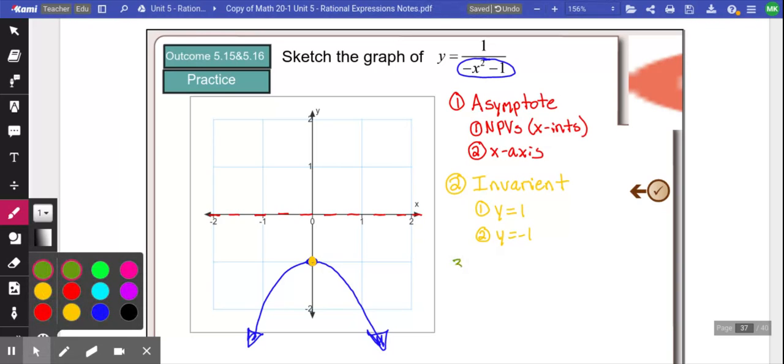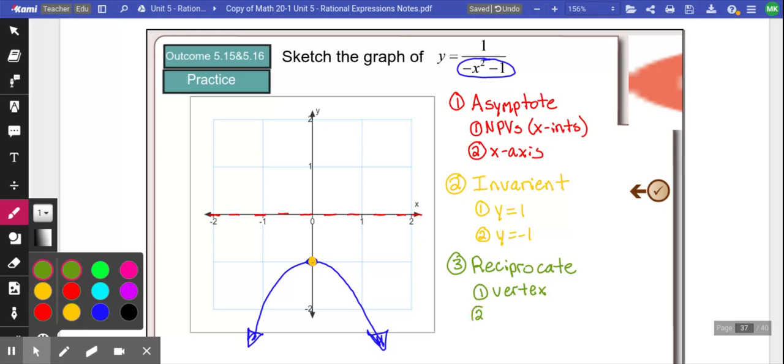The third step is to reciprocate. This is a hard one to reciprocate. The reason it's hard is because we only have one point right now. We only have that invariant point. We have nothing else to reciprocate. Normally we would reciprocate our vertex first, but our vertex is our invariant point. -1, the reciprocal of -1 is -1, so it doesn't move.